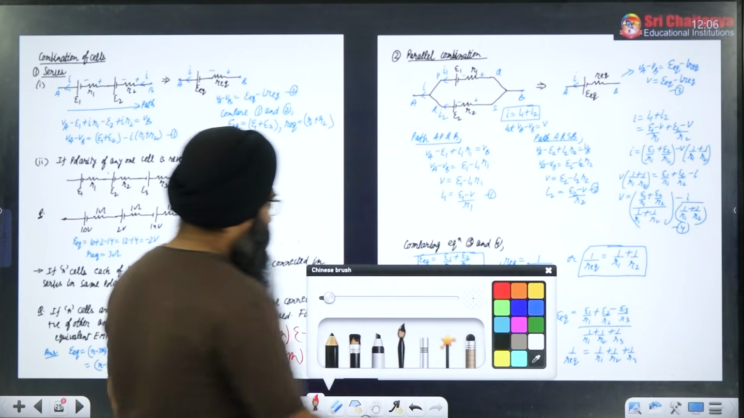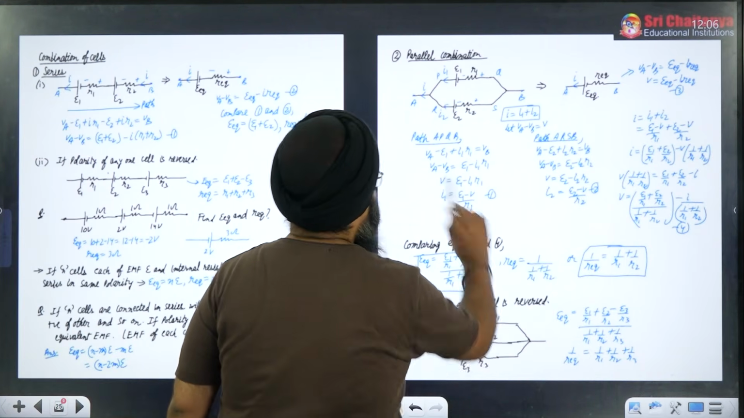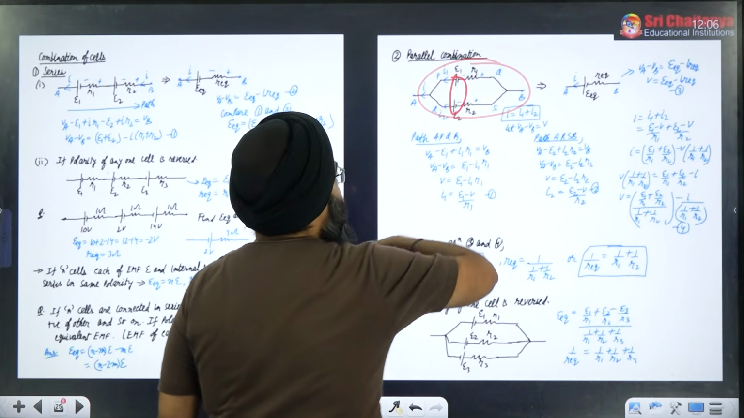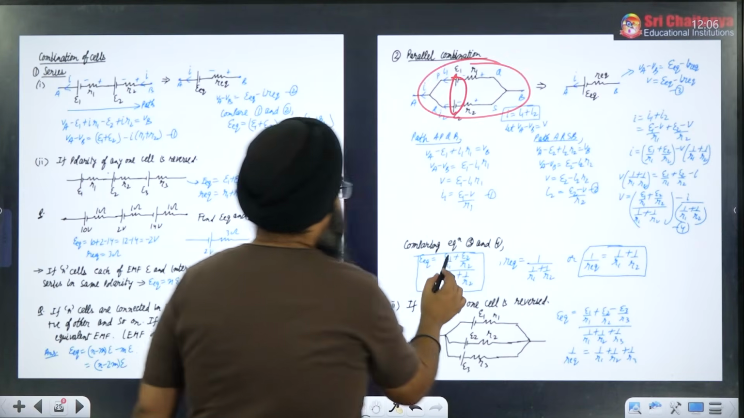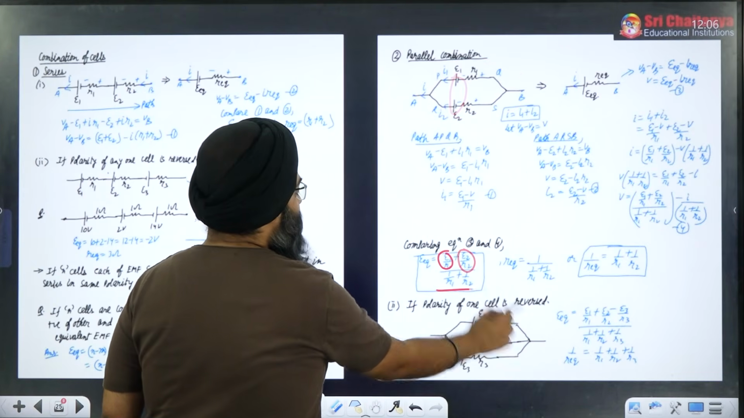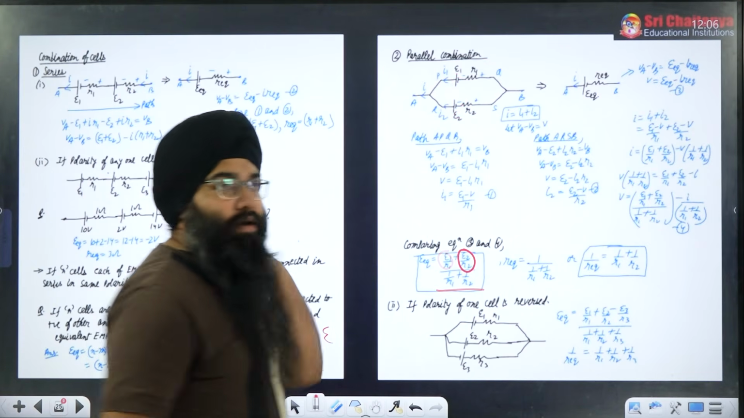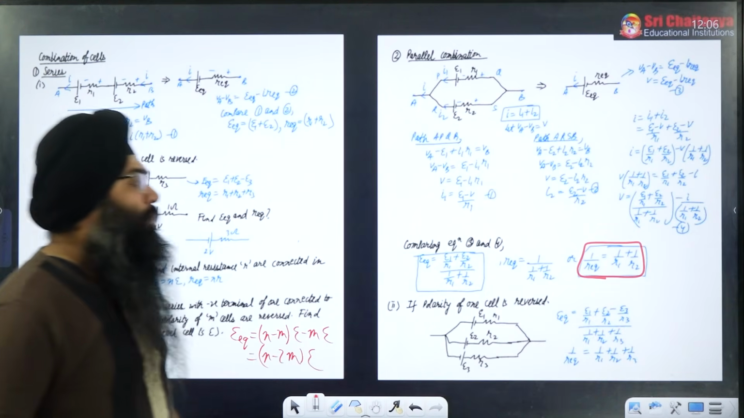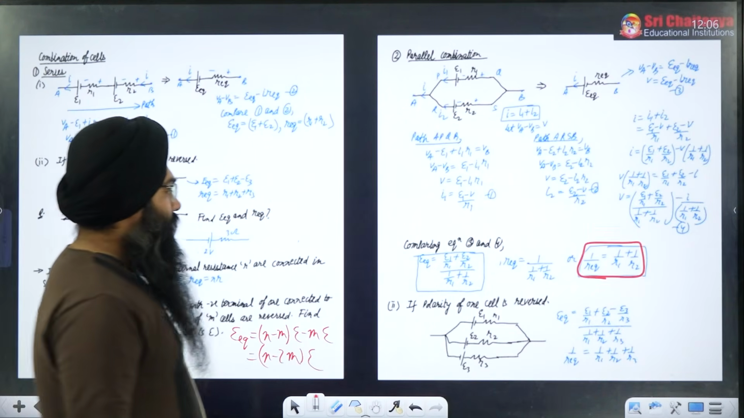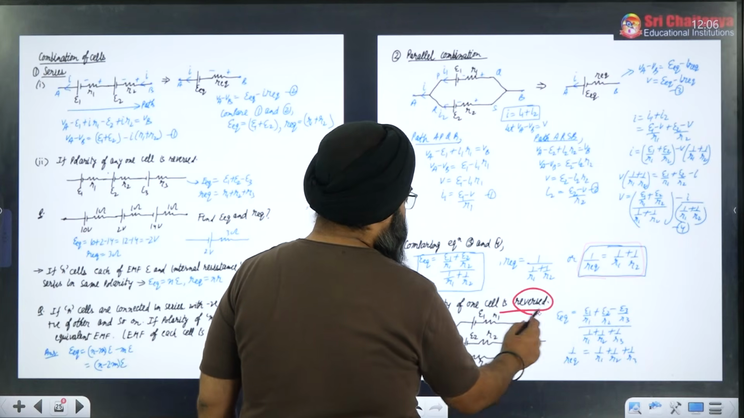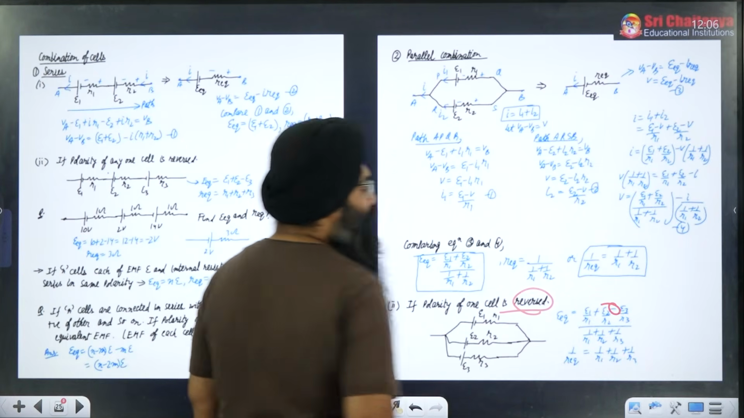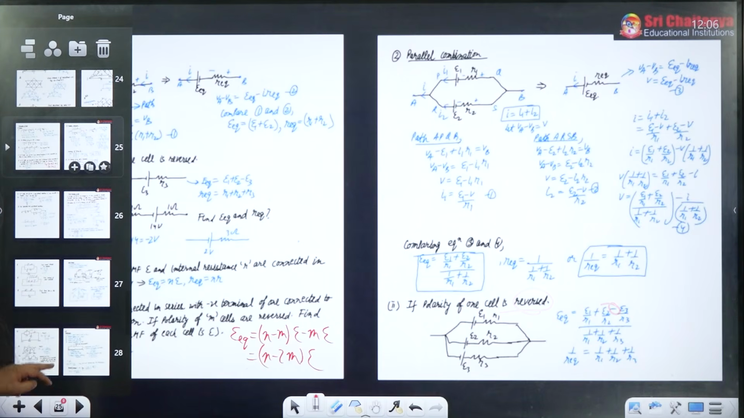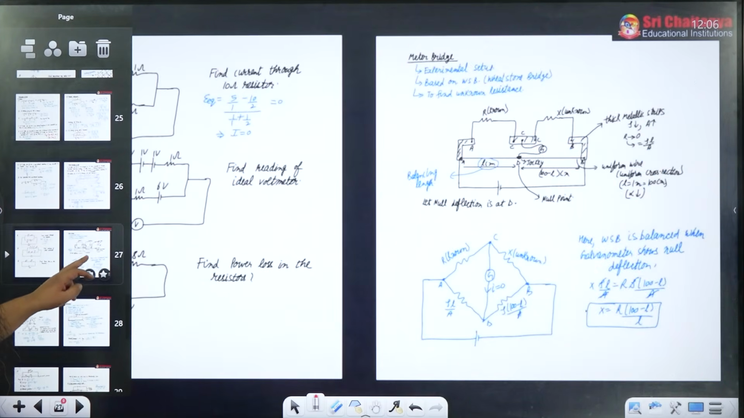Next, in the parallel combination, what will happen? Please understand. In the parallel combination, if the cells are connected in parallel like this, having the same polarity, then E equivalent will be given by what? E1 by R1 plus E2 by R2, divided by 1 by R1 plus 1 by R2. And R equivalent will be given by the parallel combination only: 1 by R equivalent is equal to 1 by R1 plus 1 by R2. Again, if the polarity of one of the cells is reversed, then you can subtract that particular term, you can take the negative sign. So I hope the series and the parallel combination is also clear to you.